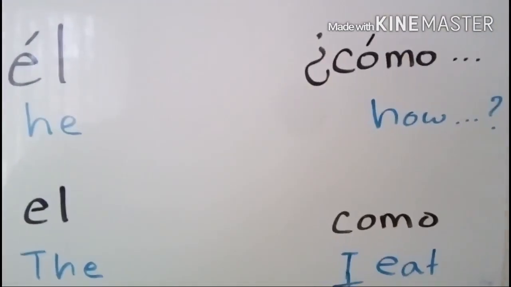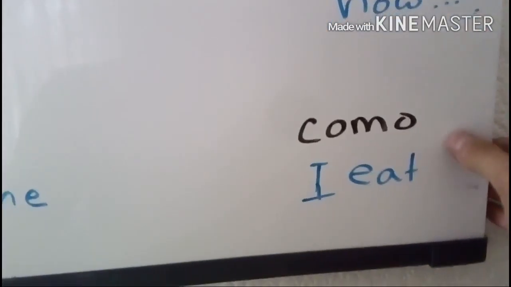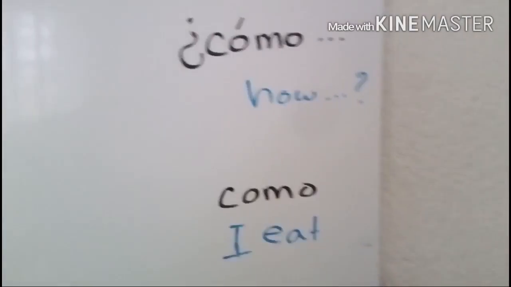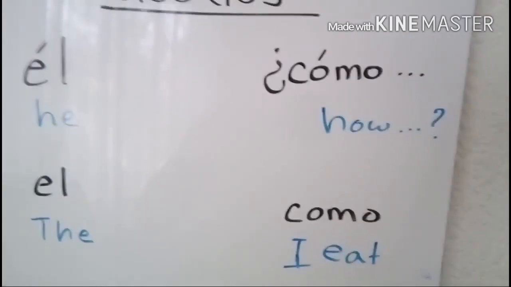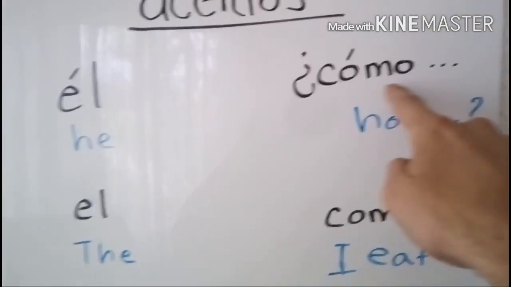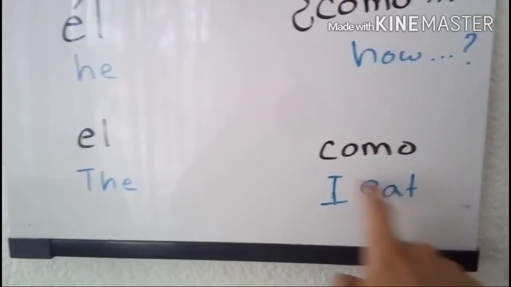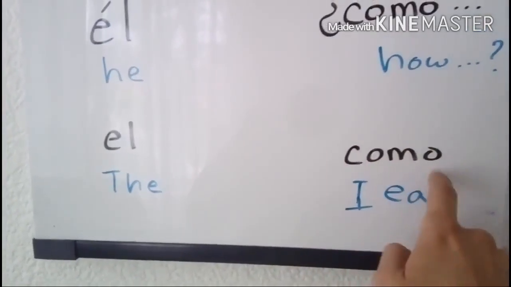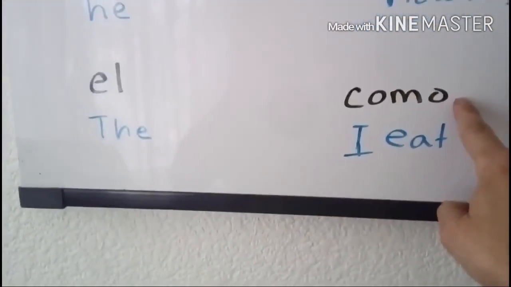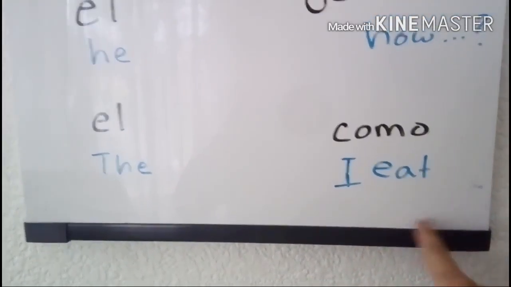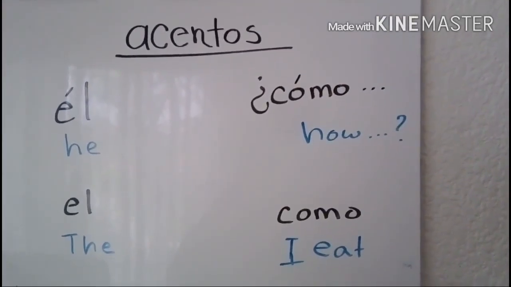And another one which is really funny is this one, cómo and como, and the pronunciation is the same. How can you notice if you are writing? Cómo with accent means how, and como without accent means I eat. Yo como. Remember that in Spanish you can omit the pronouns because the pronoun is also in the conjugation. Yo como, I eat. So I put a quick example for this como.